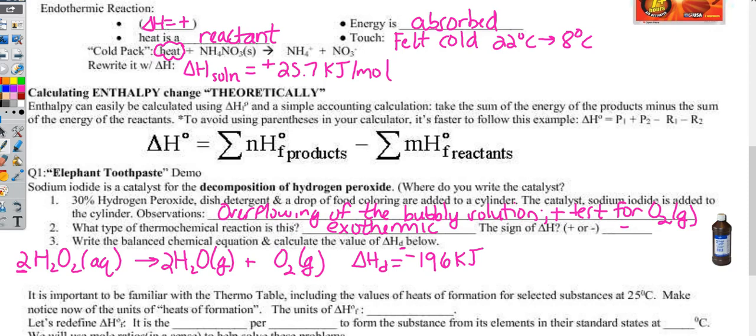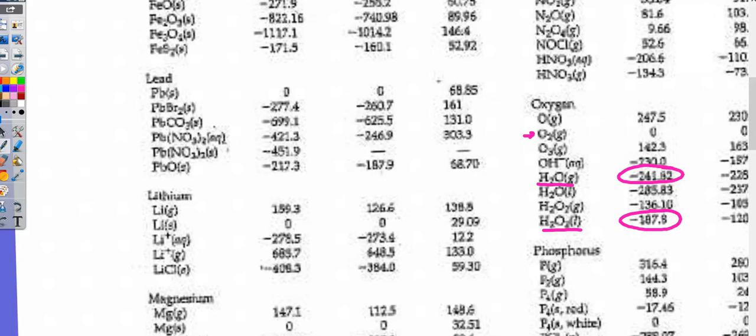So let's try the algebra out to try to figure out, if I look up on the thermo chart, I will actually see that water's value, water as a gas, is negative 241.82. Now I see that H2O2 liquid is negative 187.8, but they're not giving me the value for aqueous. I also know that oxygen's value is a 0. It's in its standard state, so O2 gas must be a 0. So let's go back to this.